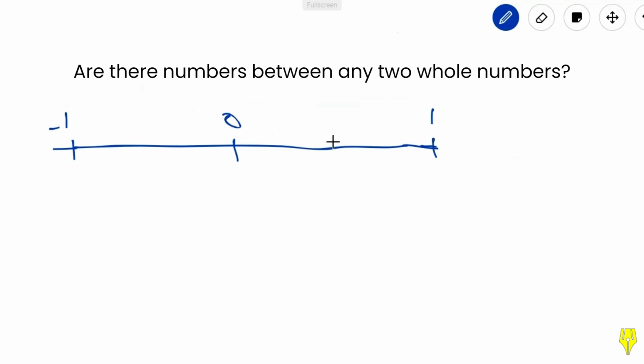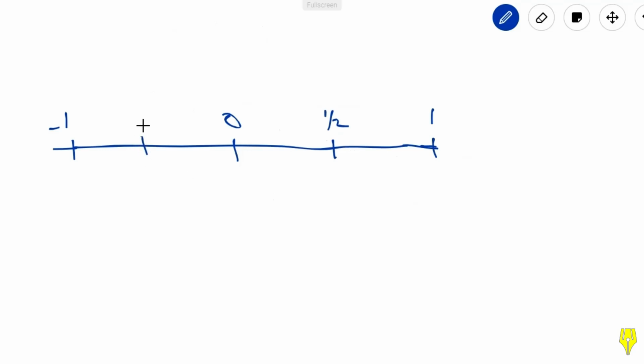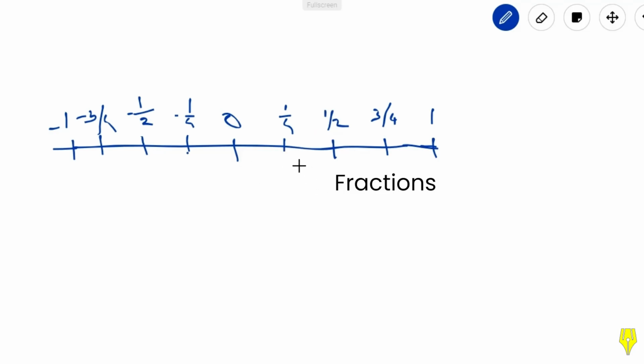Now we have a question. Are there any numbers between two whole numbers? The answer is yes. These are fractions. We can have any number of fractions between any two numbers.